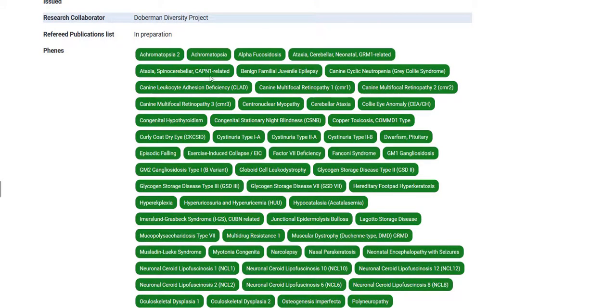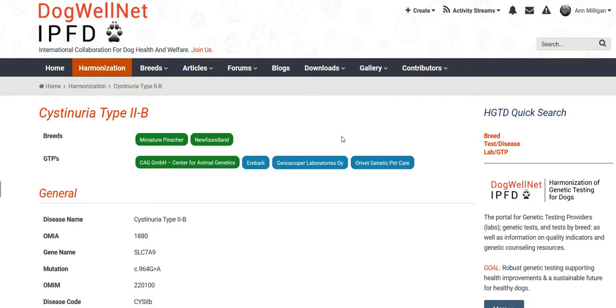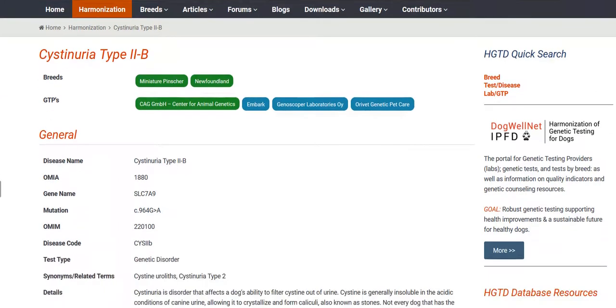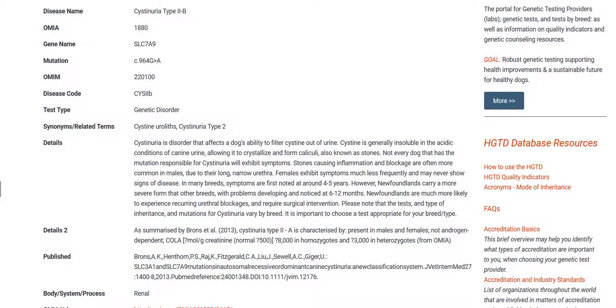If you click on any of these terms, you will be taken to another page that will talk more about the particular theme or disease. On that page, you can see breeds that are impacted potentially, GTPs, and get general information on the genetic disorder or test or disease.